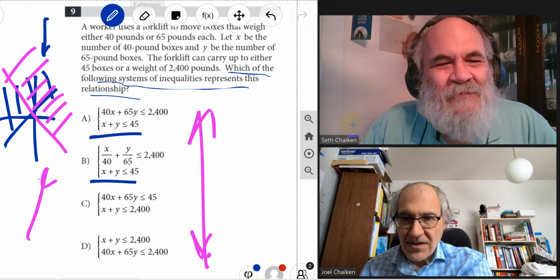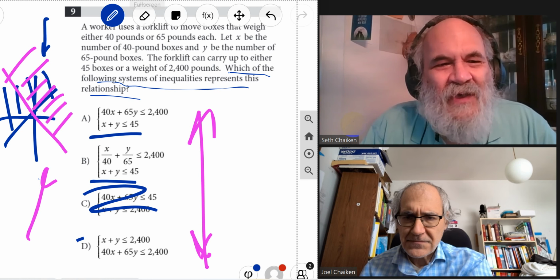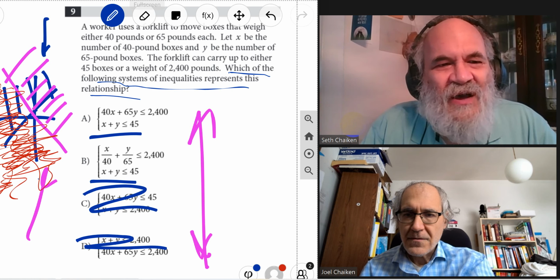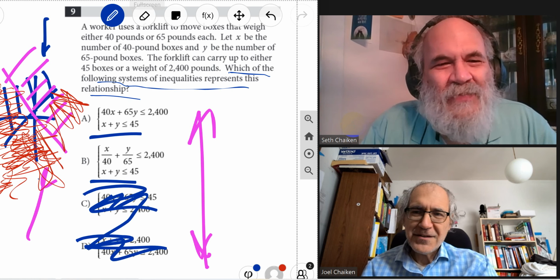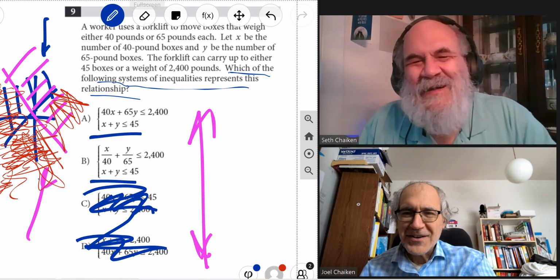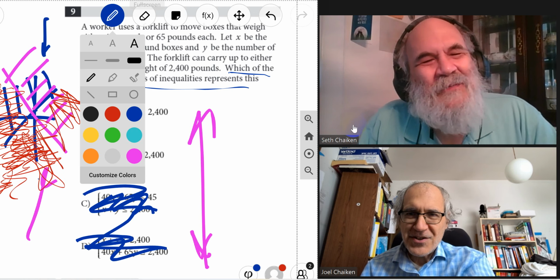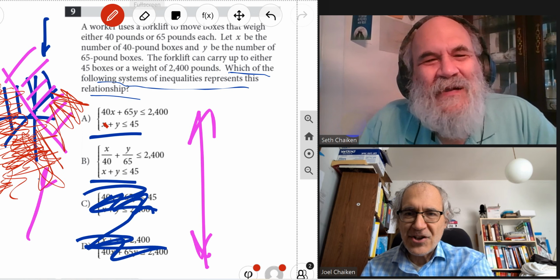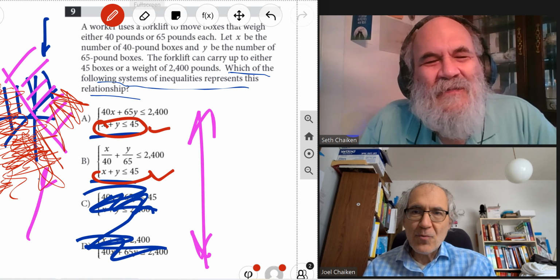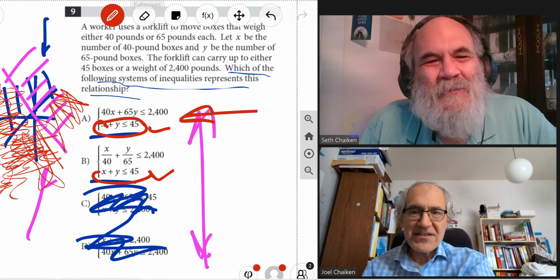So these are the only regions of inequality that actually go below the lines. Okay, so these are the only ones that meet this criteria, that the number of boxes has to be less than 45. Now, the weight of the boxes has to be less than 2,400. Well, this is the only one that has the weight of the boxes.